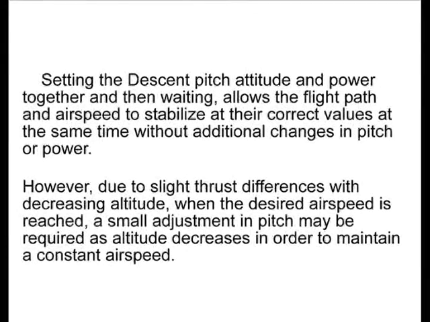Setting the descent pitch attitude and power together and then waiting allows the flight path and airspeed to stabilize at their correct values at the same time without additional changes in pitch or power. However, due to slight thrust differences with decreasing altitude, when the desired airspeed is reached, a small adjustment in pitch may be required as altitude decreases in order to maintain a constant airspeed.